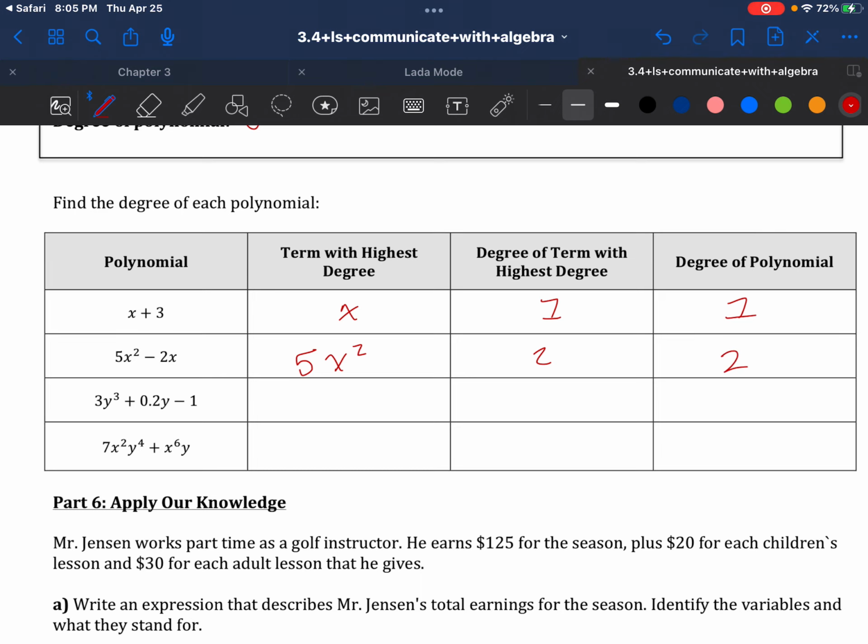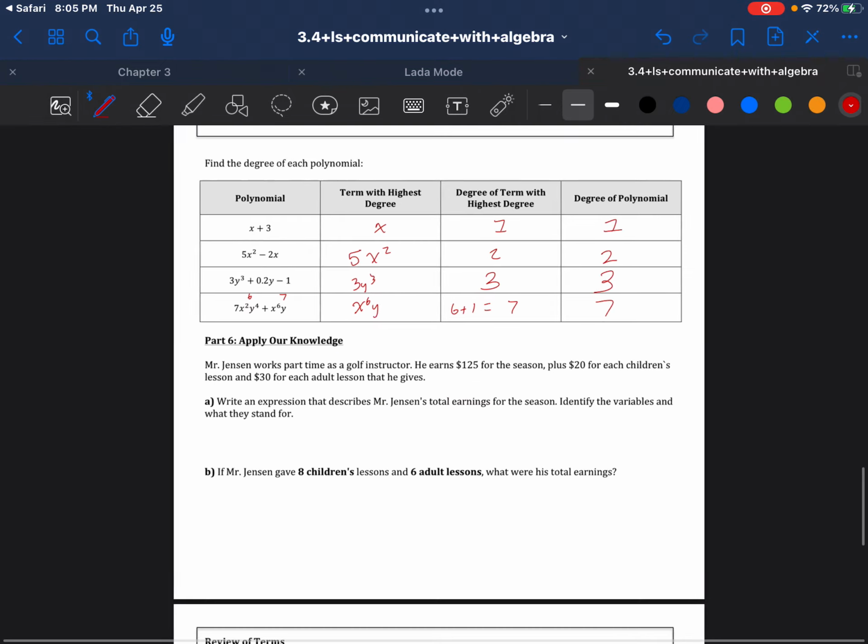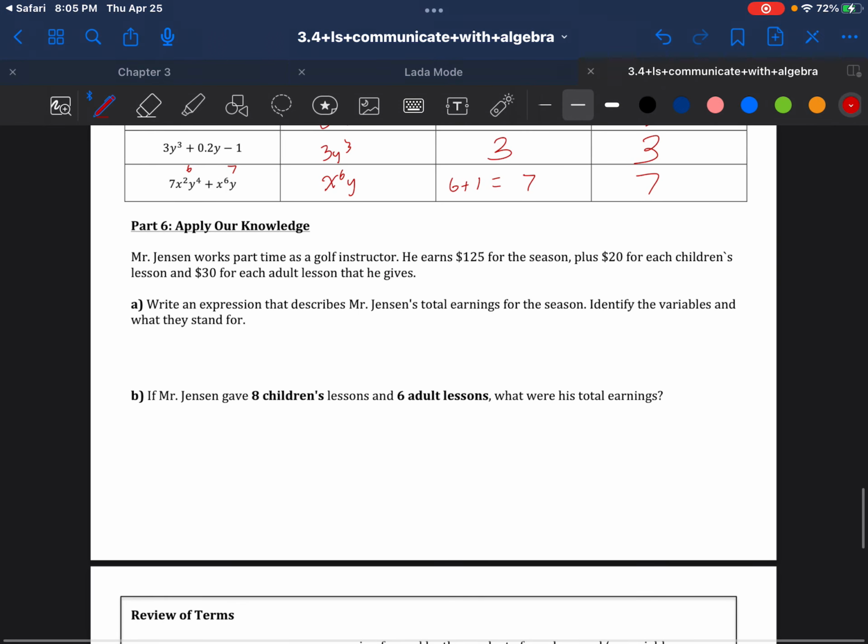So this one, the term with the highest degree is 3y cubed. And the degree is 3. And the polynomial is 3. This one, which has the highest degree, this one 7, this one 6, so it's x to the 6th y. This is the degree of the term, so it's 6 plus 1 equals 7, and this is 7. Now let's apply our knowledge.